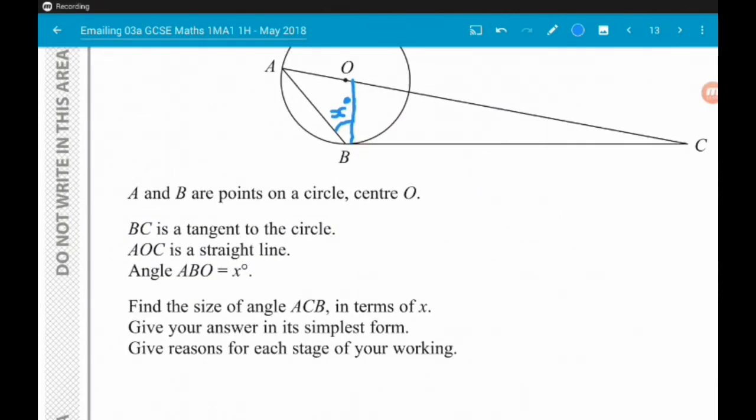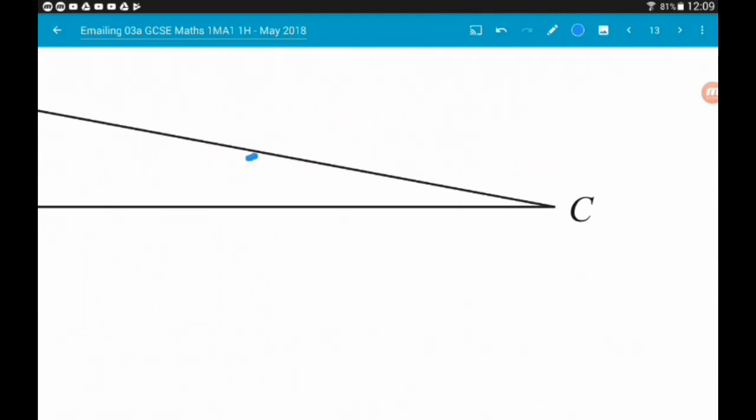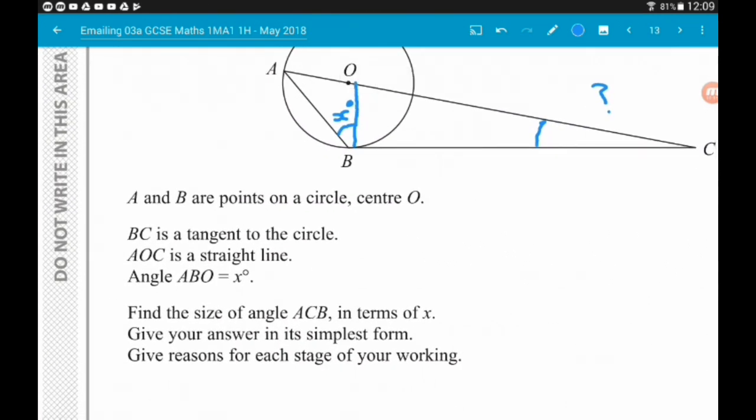Okay, now we want to find the size of angle ACB. So that is this angle over here. Question mark on it. We want to give our answer in its simplest form and in terms of X. So we're not looking for a number. And we want to give a reason for each step of our workings. So it's a 5 marker, so we're going to have to do quite a bit here.